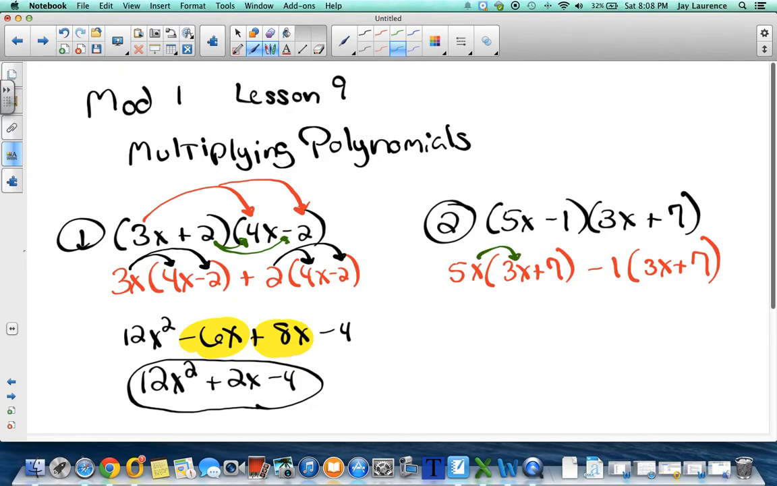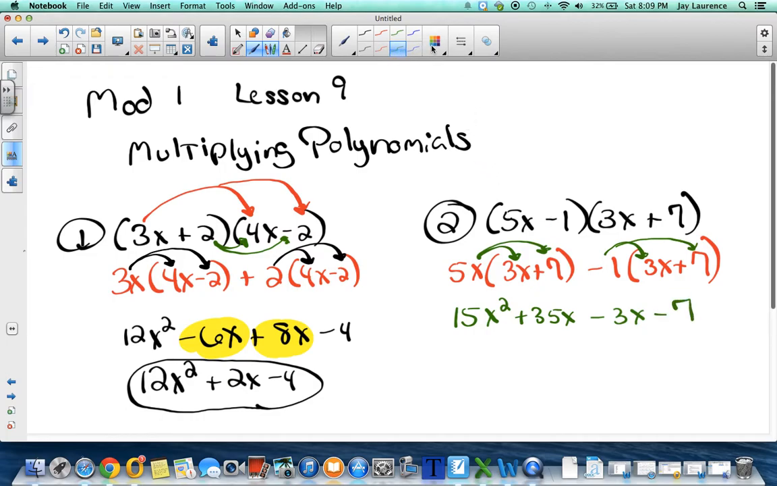5 times 3 is 15. x times x is x squared. Okay, 5 times 7 is 35. And there's an x on the end because it's a 5x. Now I'm going to distribute the negative 1. Negative 1 times 3x is a negative 3x. And then a negative 1 times a 7 is a negative 7.